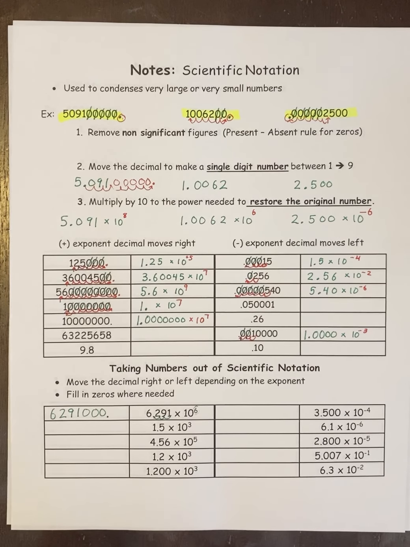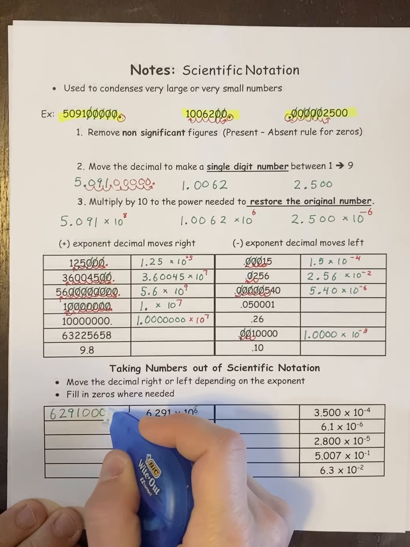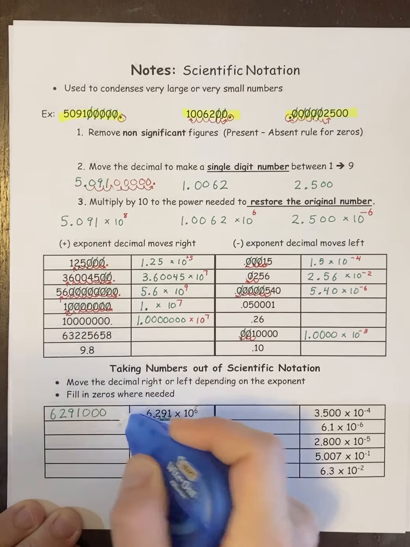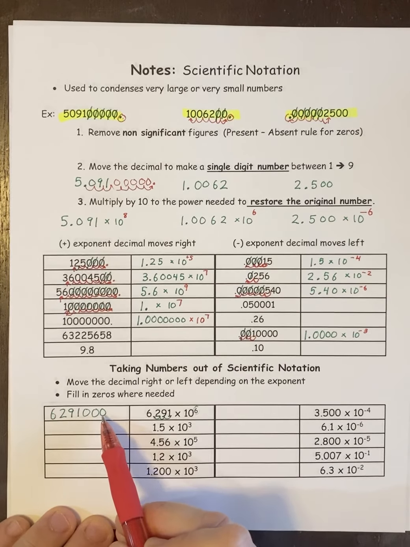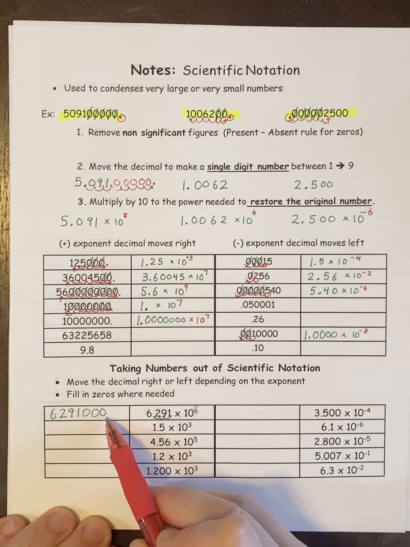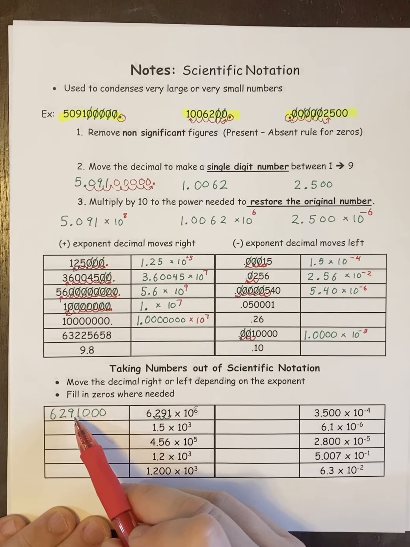If we're using the true present absent rule, this answer would not have a decimal point on it. It would look like this. The reason being is because these zeros are not significant. The reason I know they're not significant is they were removed from the number. So therefore, if I put the decimal in, then I would be saying that they are significant. And so I have to, in this case, not put a decimal in that number.